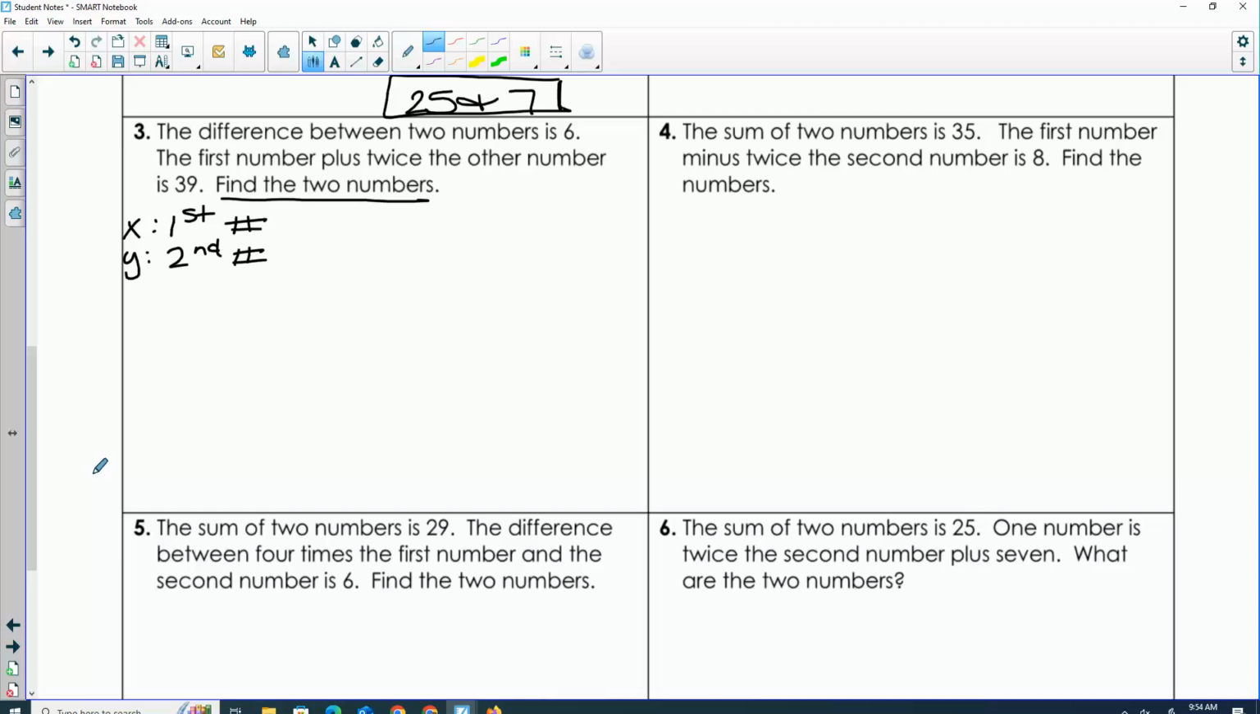All right, now we need to write our equations. So first thing we know, the difference. What does difference mean? Subtract. The difference between two numbers is 6. So how would I write that equation? X minus y equals 6. Okay, the second one. The first number, so my first number is x, plus twice the other number. What does twice mean? 2y. 2 times y is 39.